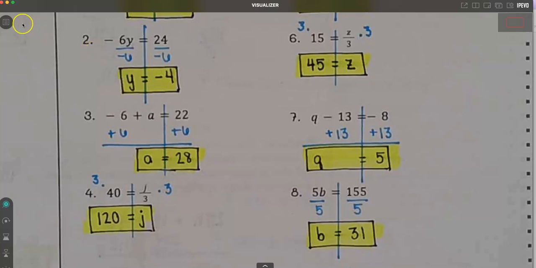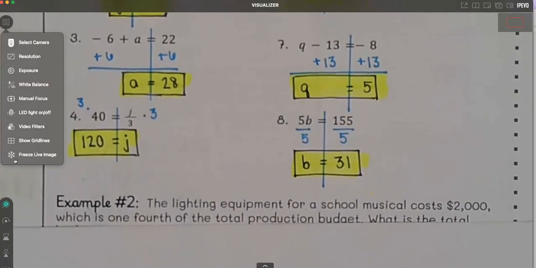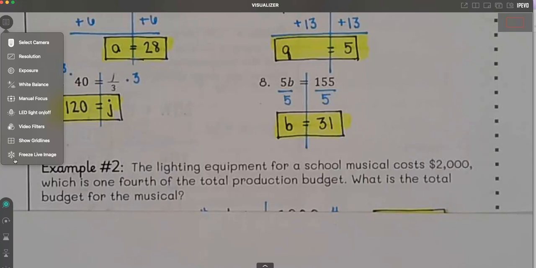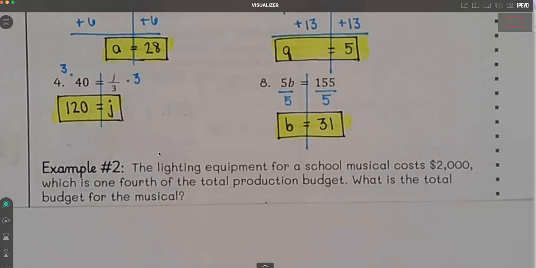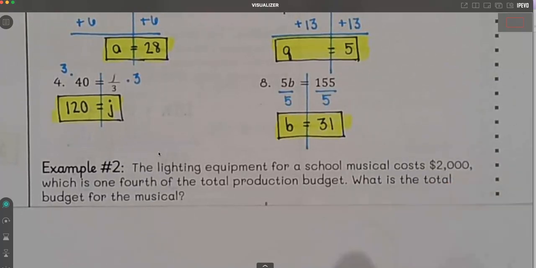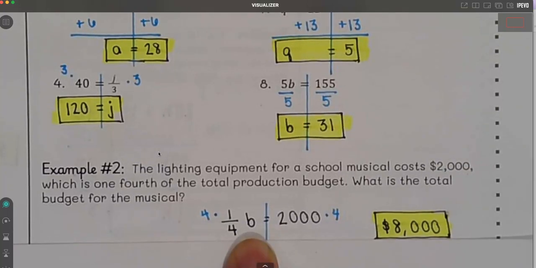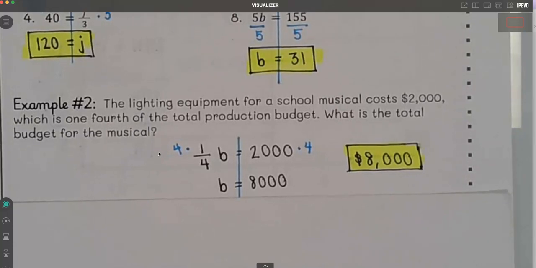All right, I'm moving on, ladies, shh. Example number 2. It says, the lighting equipment for a school musical costs $2,000, which is 1/4 of the total production budget. What is the total budget for the musical? Okay, so $2,000 equals 1/4 of the budget. So 1/4 times the budget equals 2,000. To solve for B, I'm going to multiply both sides by 4, and that gives me $8,000. So we know that the whole budget was $8,000.